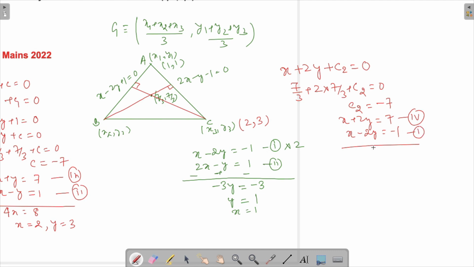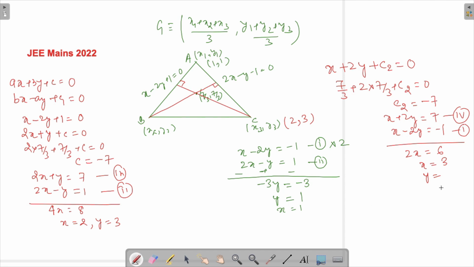So I'll sum up both of these equations. I get 2x equals to 6. So x is actually equal to 3. If I substitute here, I get y. So I'll get y equals to 2. Okay. If I substitute this, then I get 3 comma 2.